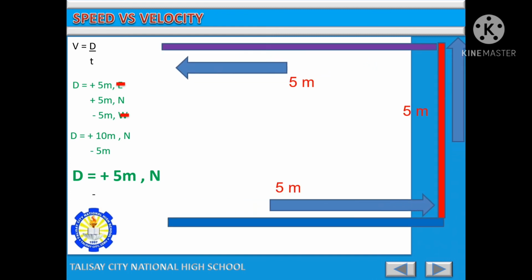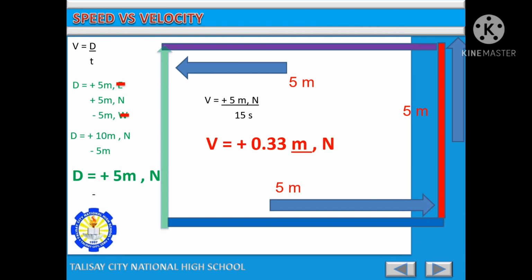In this example, our displacement is described in this green arrow. The green arrow tells you that the displacement of the man is the distance from its original position to its final position. That's why it is clearly illustrated in that particular illustration that displacement is positive 5 meters because it is parallel to the red one and it is going to the north. Therefore, we are sure that our answer is correct.